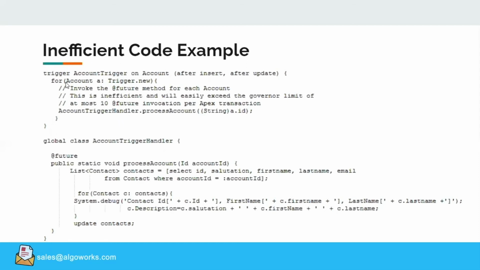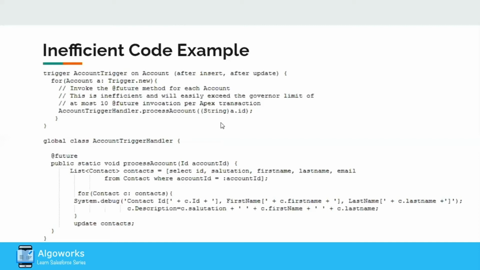You can see here in the for loop, we are iterating through trigger.new and calling a process account method. The process account method is a method of, again, a different class, and that's a future method. We are calling that method inside the for loop. So that might hit the governor limit for bulk records.